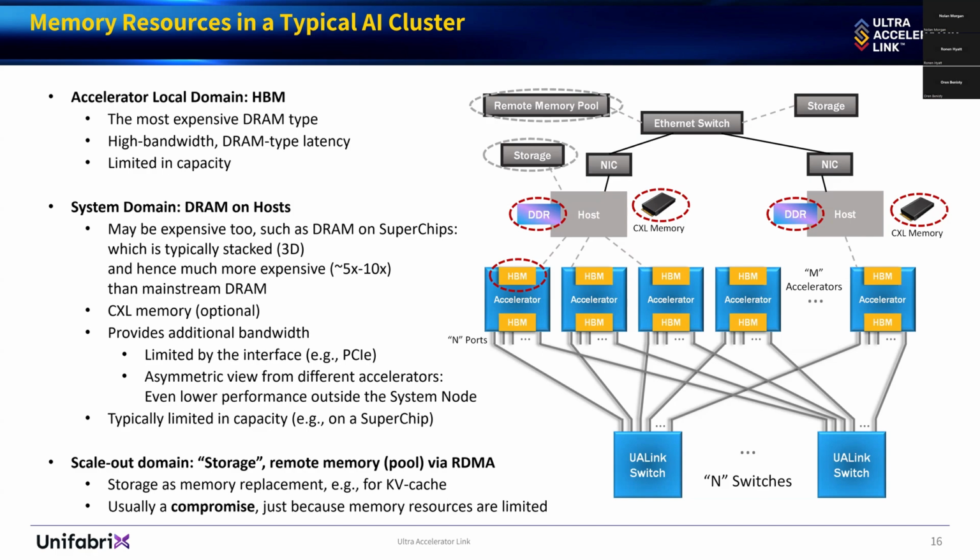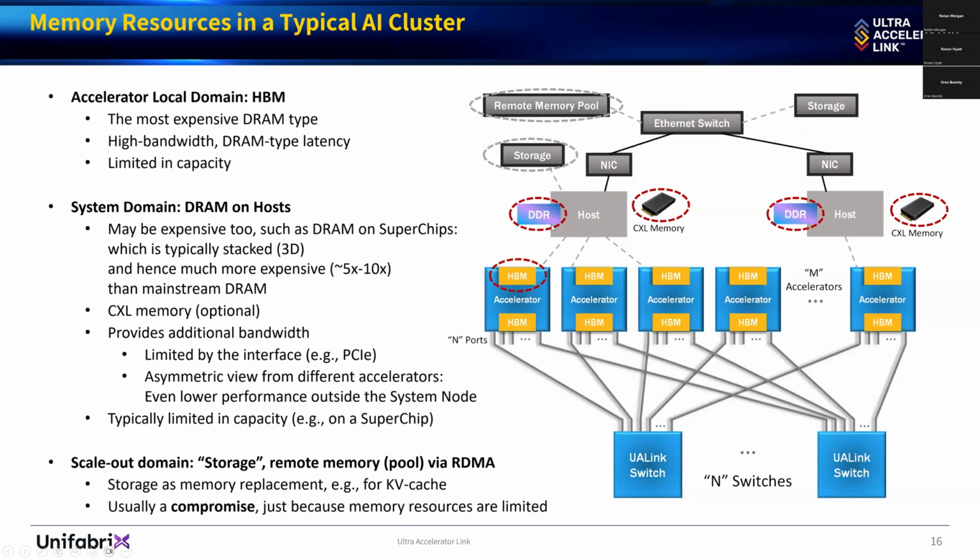What's the next type of memory? It's the DRAM on the hosts. And we have here the hosts with the standard DRAM. It could be a DIMM form factor. It could be CXL memory. And this could be expensive too.